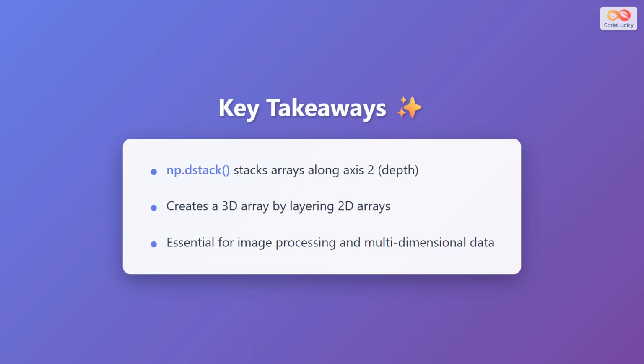Let's recap the key takeaways. np.dstack stacks arrays along axis 2, which is the depth dimension. It creates a three-dimensional array by layering two-dimensional arrays together. This function is essential for image processing and working with multi-dimensional data. Understanding np.dstack gives you powerful capabilities for organizing and manipulating complex data structures in NumPy.